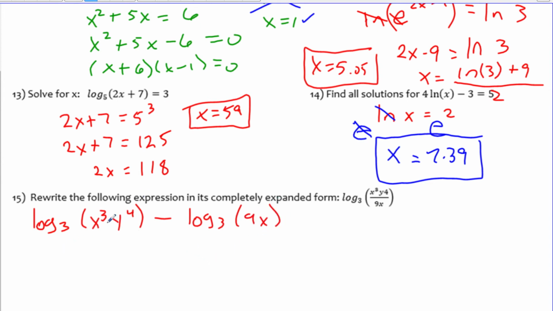I see multiplication between the x cubed and the y to the 4th, and so when I split these up, okay, I'm going to say each of these gets its own log, okay, with a plus sign in between them. And then I'm going to do the same thing with the second one, right? I have a 9 and an x, so I'm going to say minus.